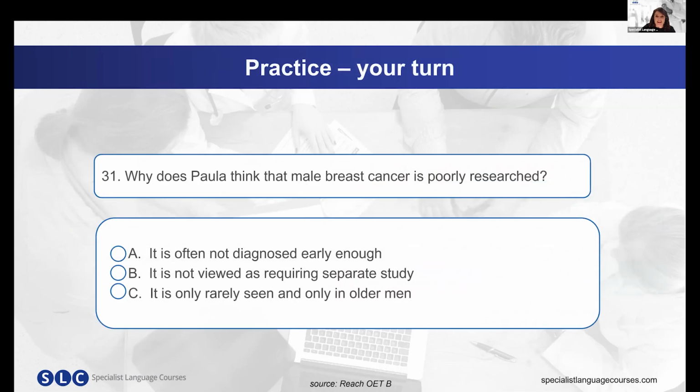Okay. So now it's your turn. So today we are going to use the topic of male breast cancer as our practice question, which is relevant this week, as this week is in fact Male Breast Cancer Awareness Week. So let's have a look at our question. So we need to remember that you need to underline keywords in the question, and you also need to notice the differences in the answers. So I'm going to give you a few seconds to read through the question and the options.